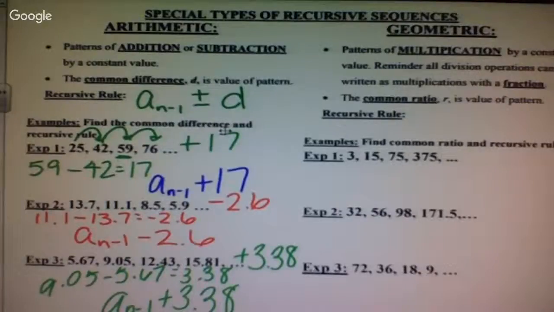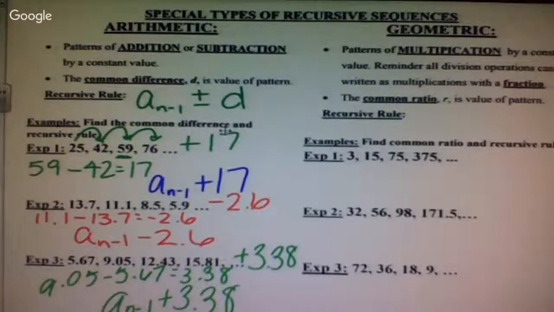So arithmetic, I'm always adding or subtracting the same number. If my pattern's like plus 2, then plus 3, then plus 2, then plus 3, it is not arithmetic. Okay. So arithmetic is adding or subtracting. Geometric is multiplication. Okay, you're multiplying by the same number over and over again, whether it be a fraction or a whole number. It's always multiplying. And they now call this your common ratio instead of your common difference.